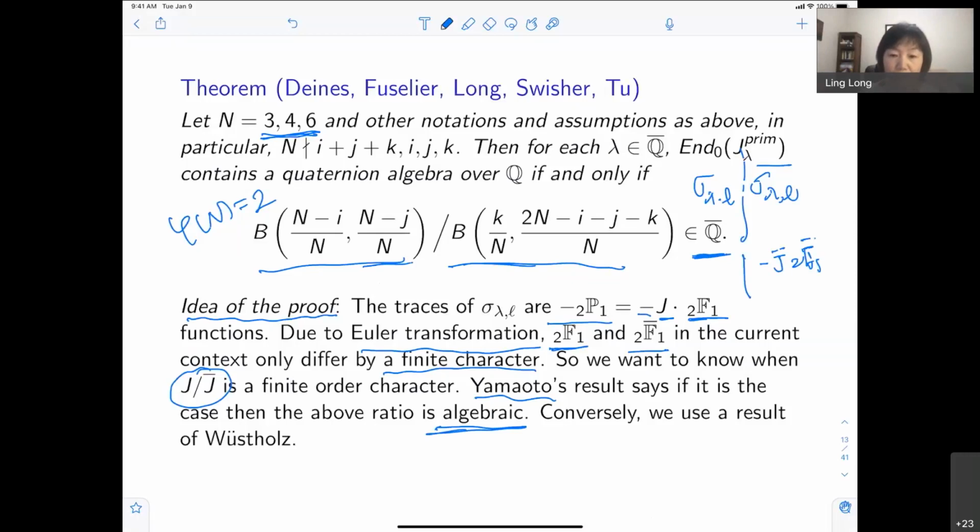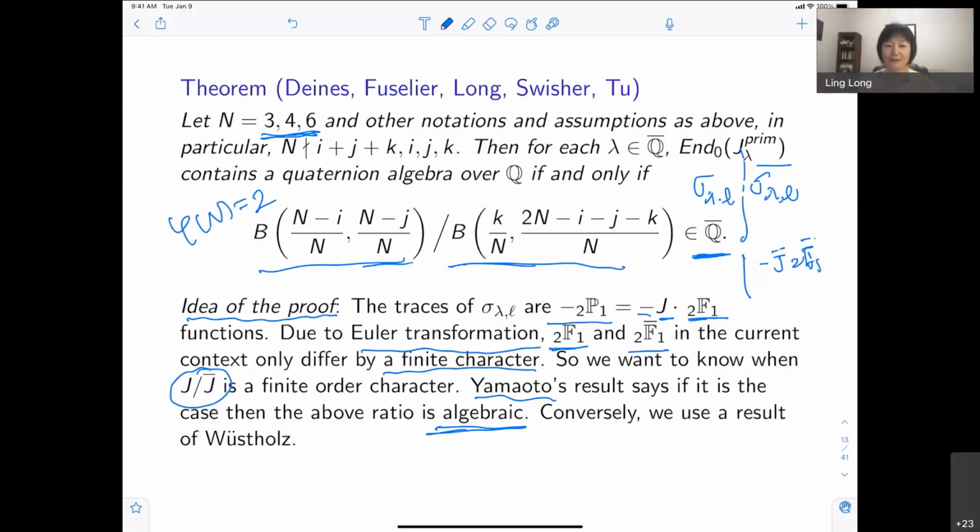And conversely, Ling, can I jump in here with a brief question? Trying to understand the logic here. So you look at the finite field analogs of these, and you use Yamamoto to conclude that this ratio is a finite order character. Is that correct? Yes. And then somehow, this is the step I'm a little mysterious on. You now conclude that the complex analytic beta functions have a ratio which is algebraic. How does that logic work?